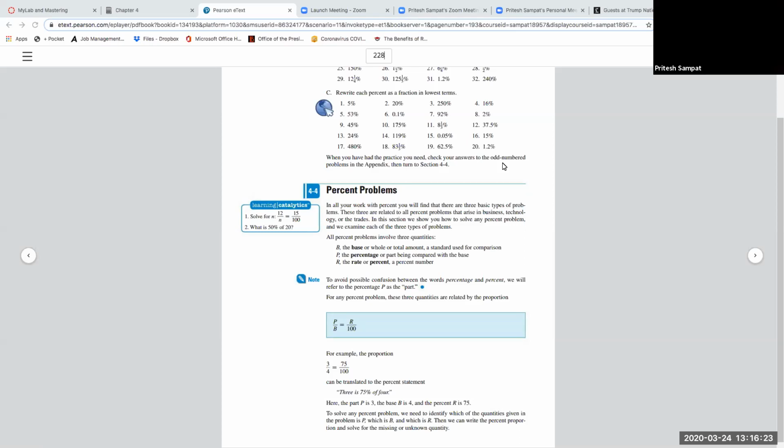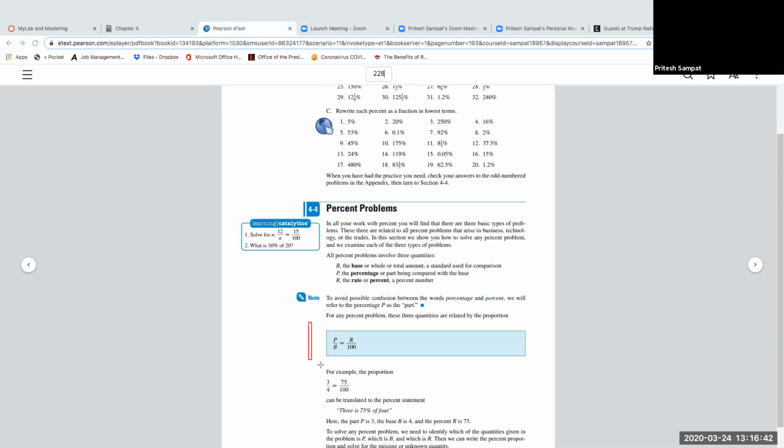So I'll start off on page 228. And this definition, part over base is equal to rate over 100. I want you to make sure you memorize this setup, just memorize how it's the ratio of part over base is equal to rate over 100. And then I'll go through the meaning of each of these variables of P, B, and R.